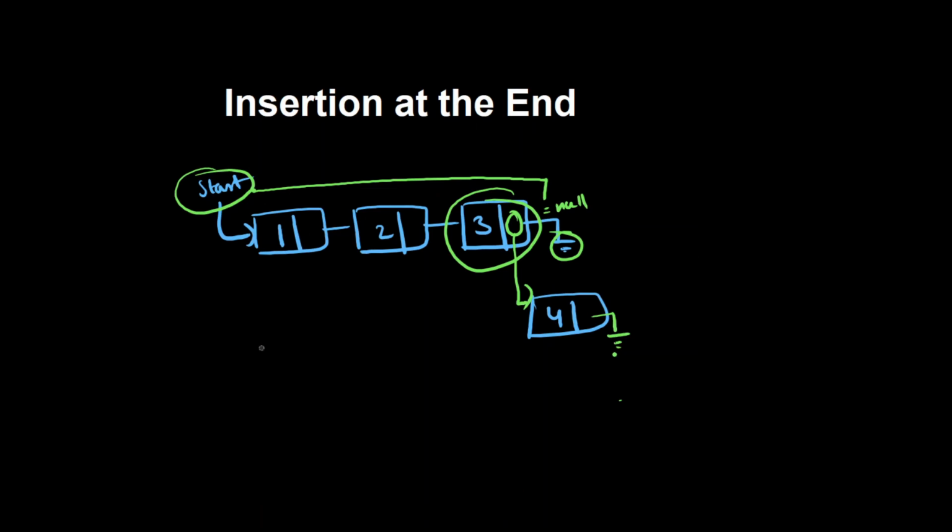What will happen is that 3.next will become equal to 4, and we know that 4.next is already equal to null. So by default it becomes your last node, and 3 starts pointing to 4, which in the end creates a connected list: 1, 2, 3 and 4. So this is your insertion at the end, right?